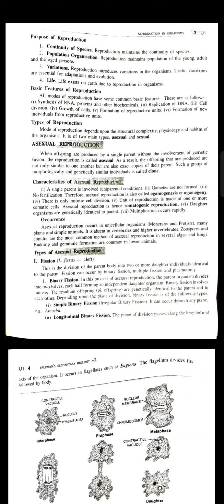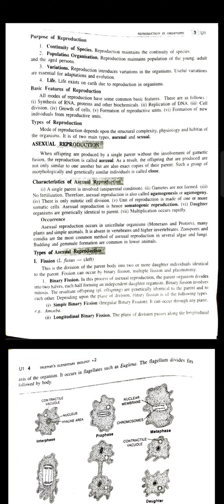So when offspring are produced by a single parent without the involvement of gametic fusion, this type of reproduction is asexual. As a result, the offspring that are produced are not only similar to one another but are exact copies of their parents. And such a group of morphologically and genetically similar individuals is called a clone. So clone, understood? What is a clone? A clone is an exact copy of its parent, morphologically as well as genetically the same. That is called a clone.